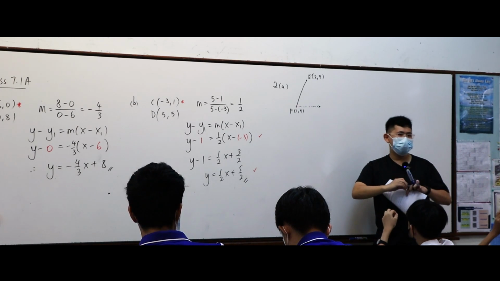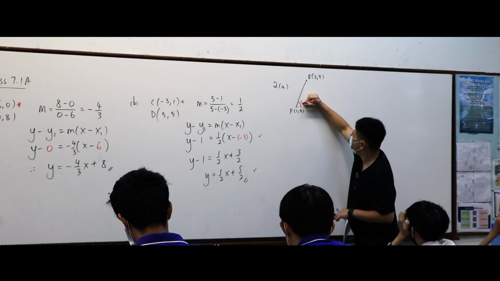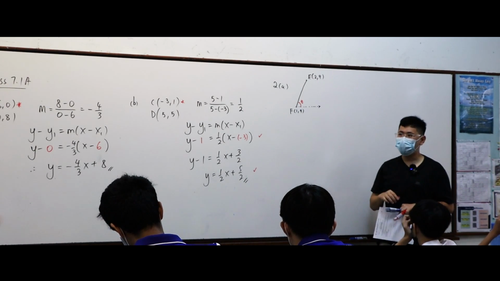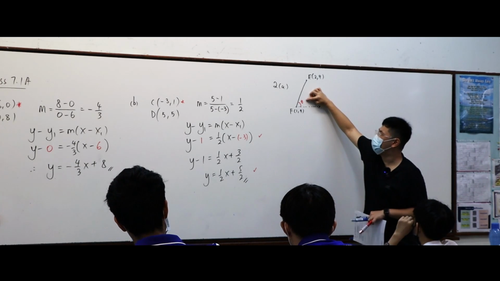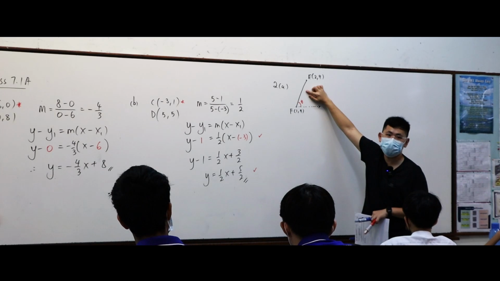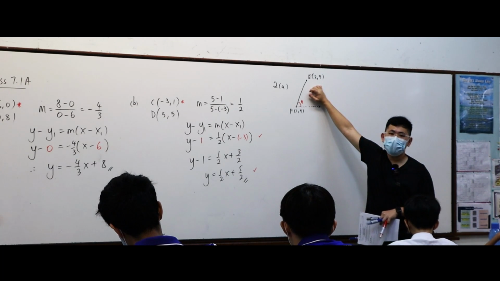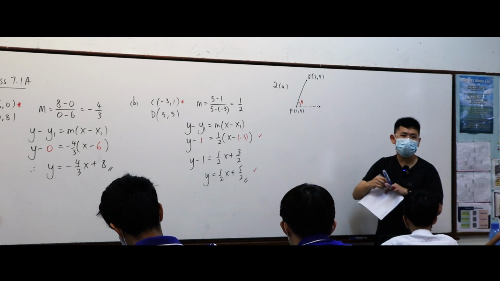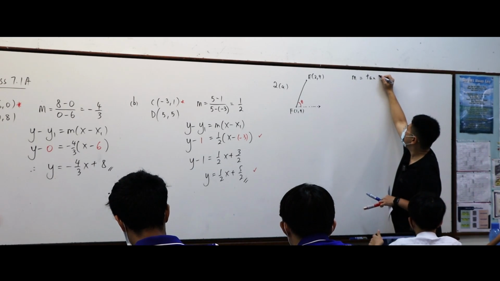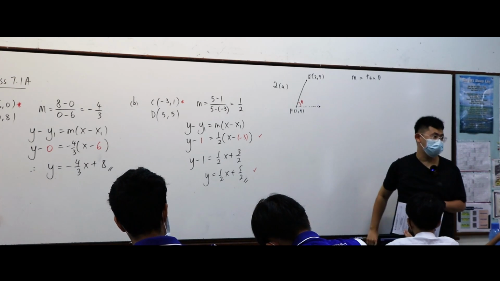Okay, so what do we mean by angle of inclination? We are looking for this angle over here. Okay, so the angle of inclination that we want is this angle over here between the positive x direction and this line. Okay, so how do we go about this? We need to make use of gradient equals tangent theta. So this theta over here will give us the angle of inclination.